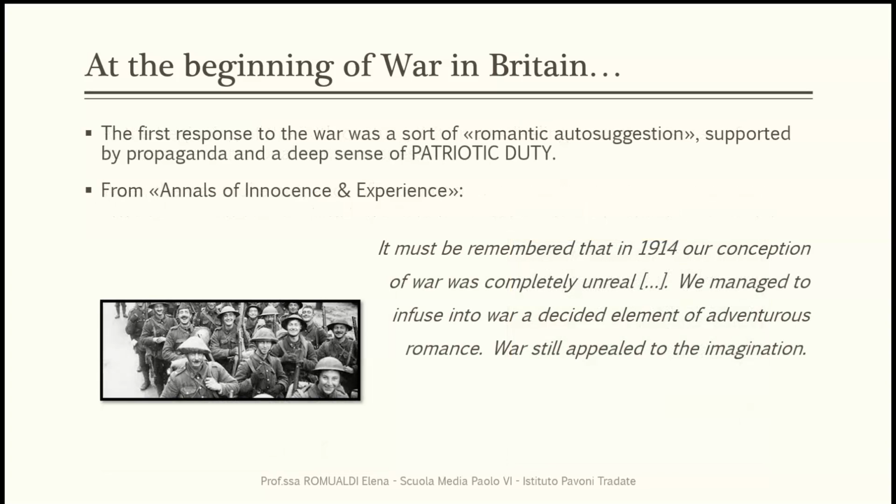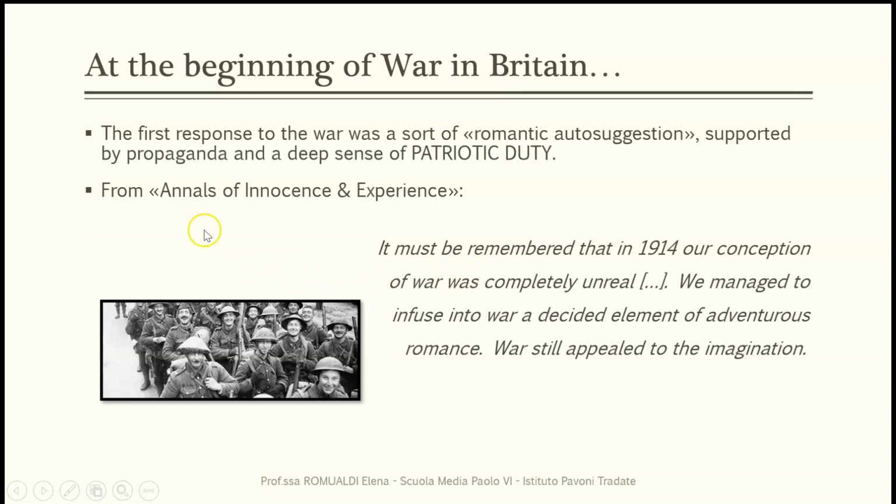And as we said before, the first response to the war was a sort of romantic auto-suggestion, supported by propaganda and a deep sense of patriotic duty. This idea of patriotic duty, quindi un dovere patriottico, era un po' un'autosuggestione, a romantic autosuggestion. People were looking for adventures, for romantic adventures, not romance. C'è niente di romantico nel senso amoroso, but romantic meaning heroic in a certain way, like die like a hero.